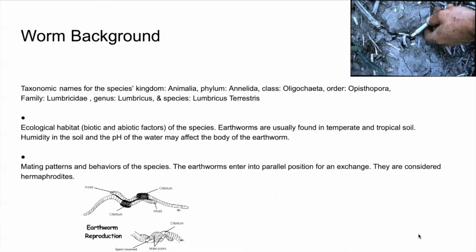Mating: earthworms usually enter a parallel position for the exchange of necessary bodily fluids, including semen and liquids for fertilization. They are considered hermaphrodites since both exchange the same liquids and both have eggs, thus both laying eggs essentially.